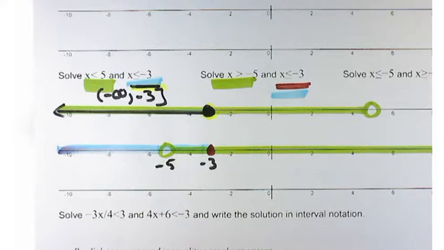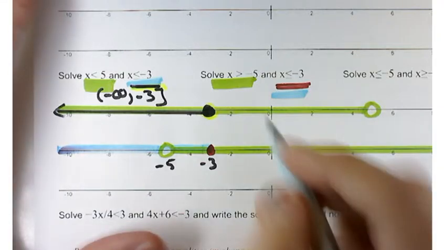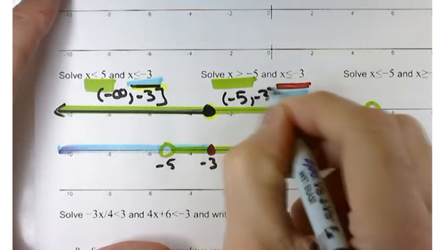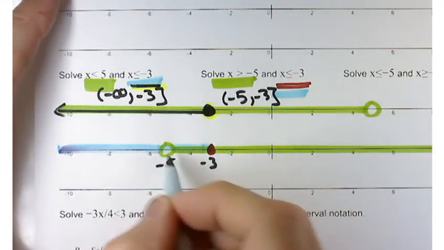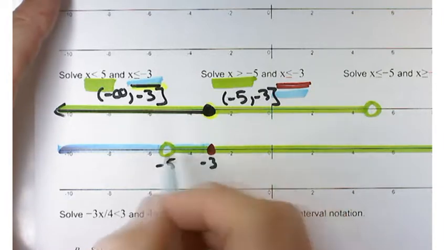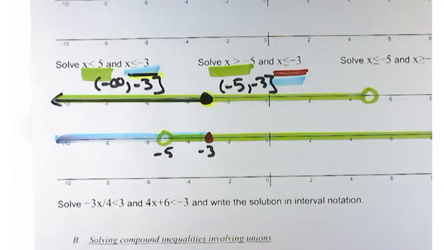In terms of interval notation, what would that look like? Matt? Parentheses -5, -3 bracket. Perfect. We're not including the -5 because there's a hollow dot here, so they don't really overlap there, but -3 is included, so -3 is part of the intersection. -5, parenthesis, to -3, bracket. Thank you.